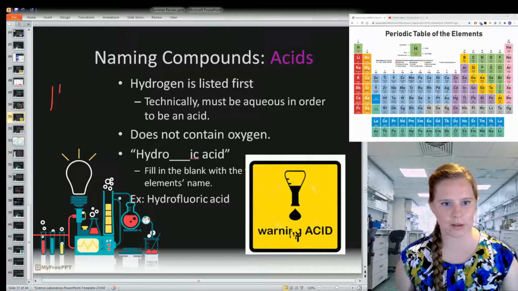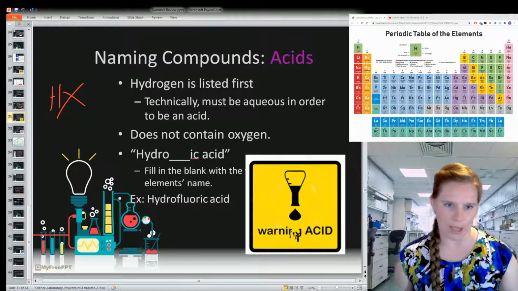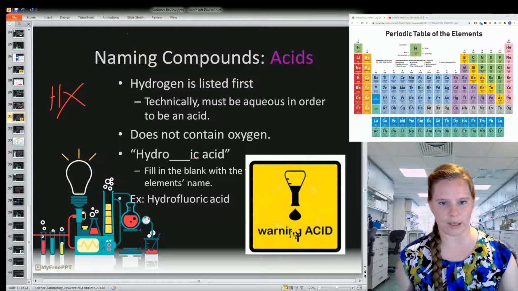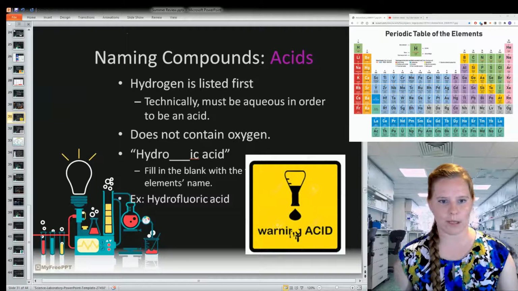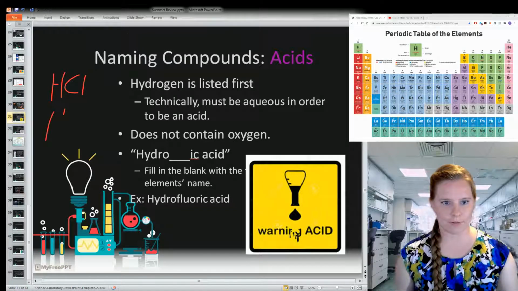So the first element is hydrogen. The second element is going to be something else, but not oxygen. And you name them like this: hydro-blank-ic acid. Put the name of the element in the blank. So if it's HCl, really common one here. H first, no oxygen. This is chlorine, so put that in the blank. Hydrochloric acid. HF, hydrofluoric acid.